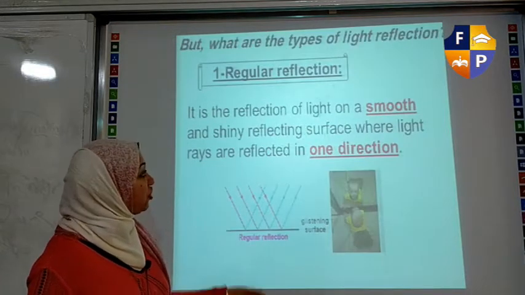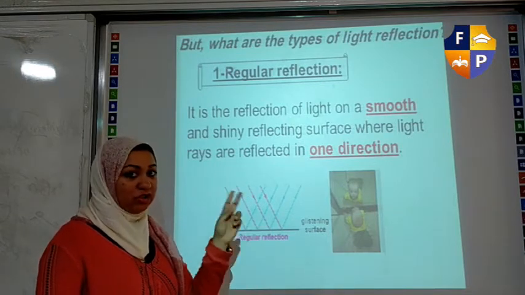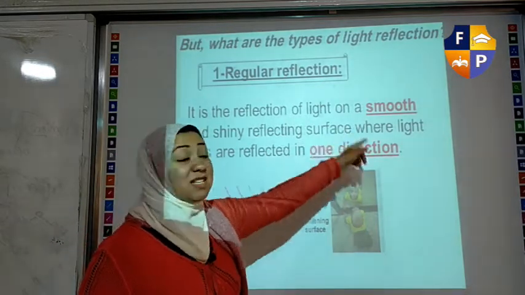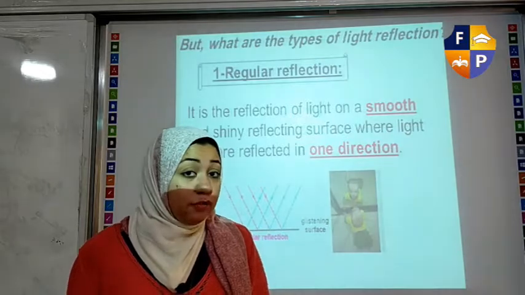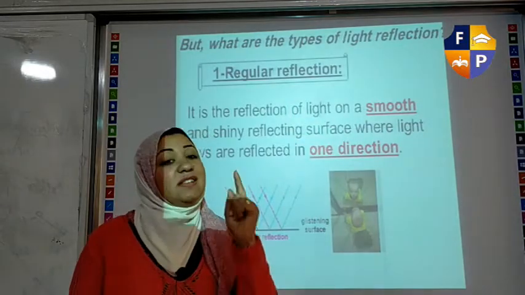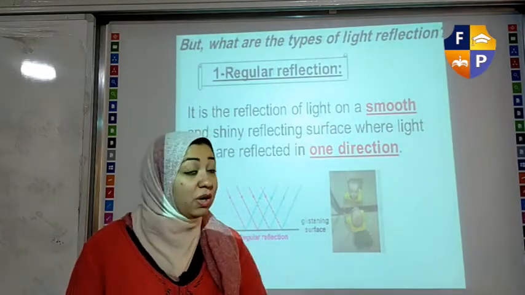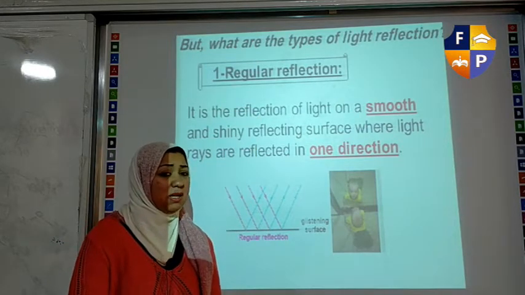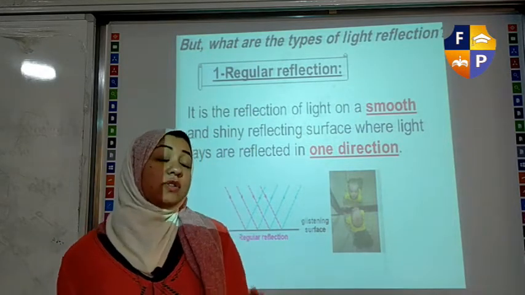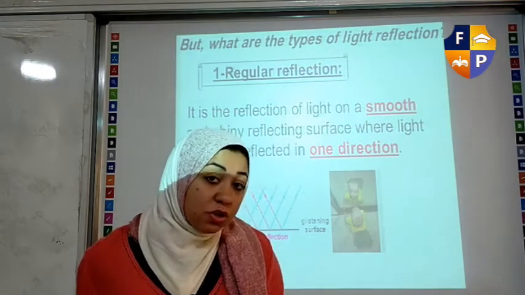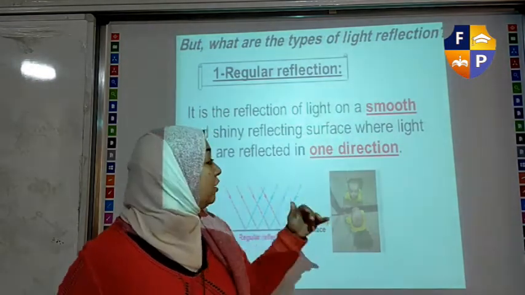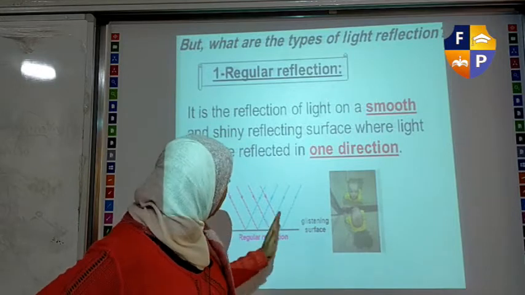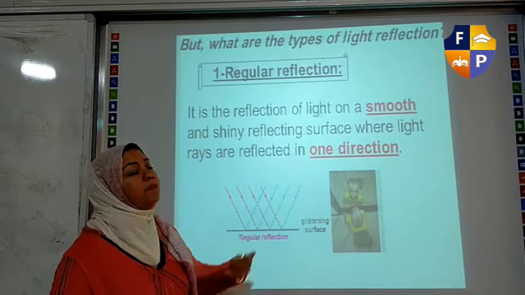For regular reflection, we have two conditions to consider. The light rays must fall on a smooth surface, and they must be reflected in one direction only. So again, regular reflection must occur when the light waves fall on a smooth surface like the mirror, and all the light rays must be reflected in one direction.